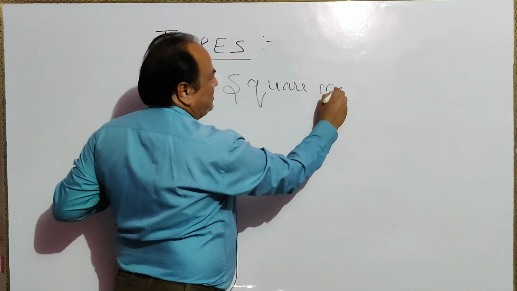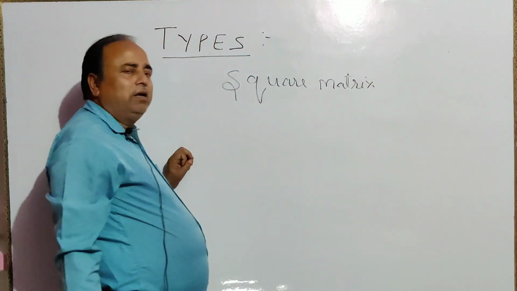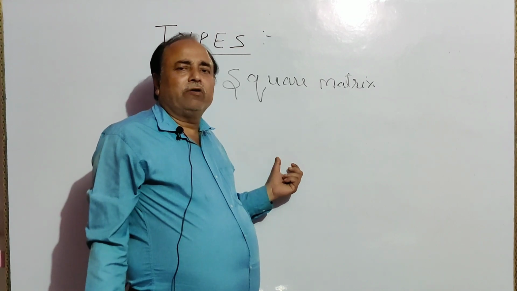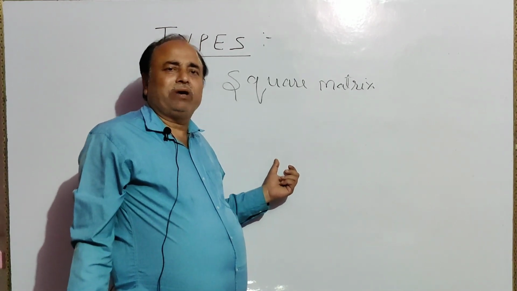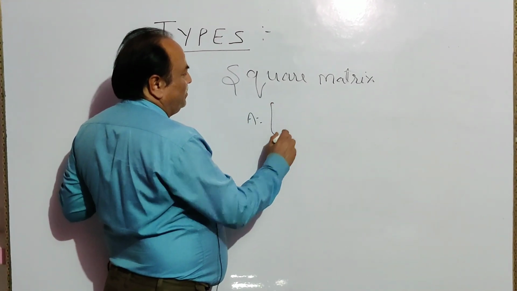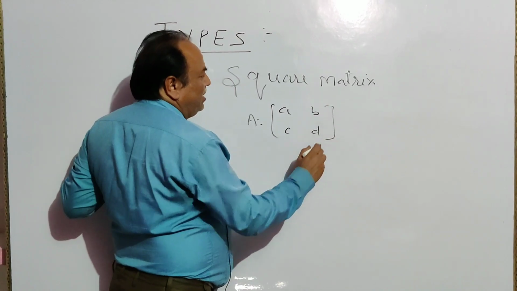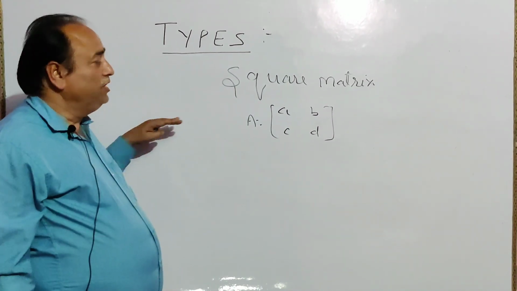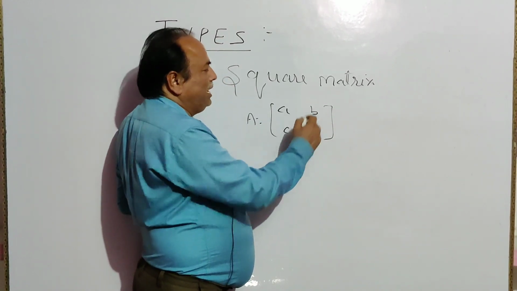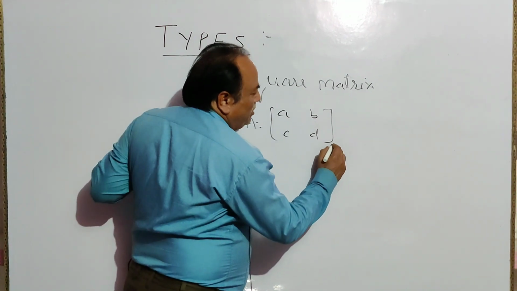The square matrix is that matrix in which rows and columns are equal. Or you can say when the number of rows is equal to the number of columns, the matrix is known as a square matrix. For example, A is equal to [a, b; c, d]. Just see here there are 2 rows. These horizontal ones are rows, and vertical ones are columns. So its order is 2 into 2.